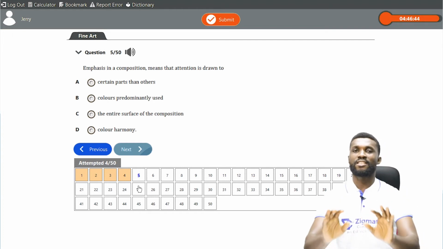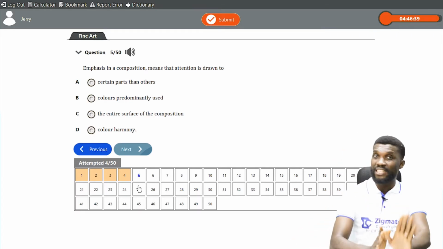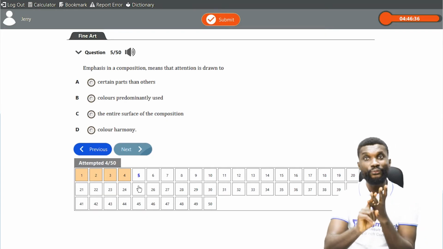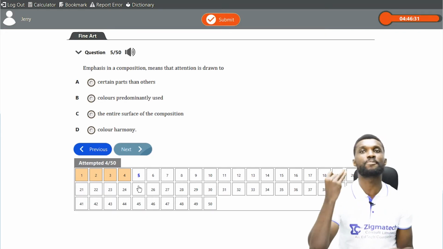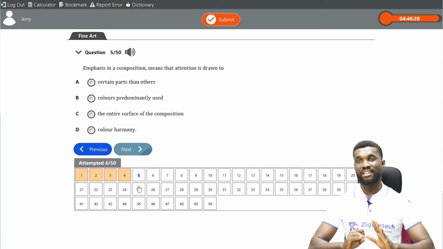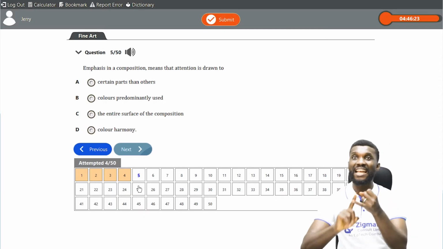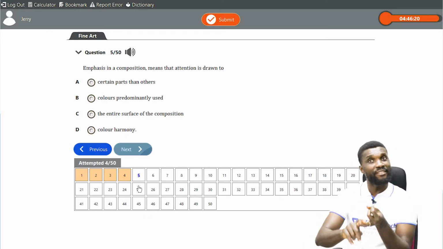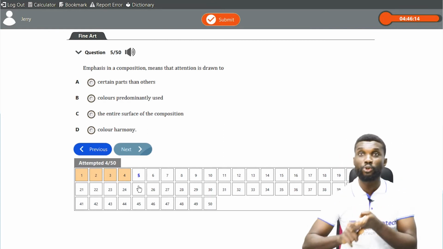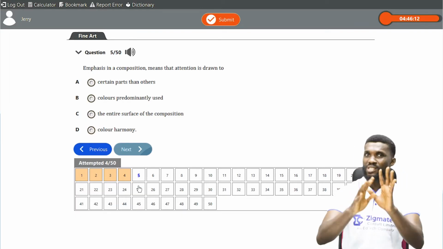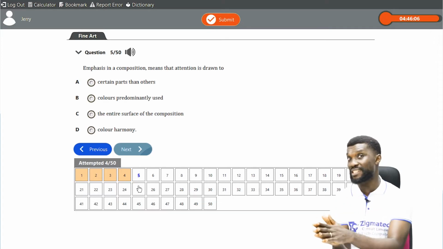Now, listen. In art, we have the elements of art, and then we have the principles of art. We have 7 elements of art, which are line, form, color, shape, texture, tones, and space. However, we have the principles of art. They are 9 in number, which are balance, emphasis, rhythm, proportion, harmony, and dominance. So emphasis is one of the principles of art.